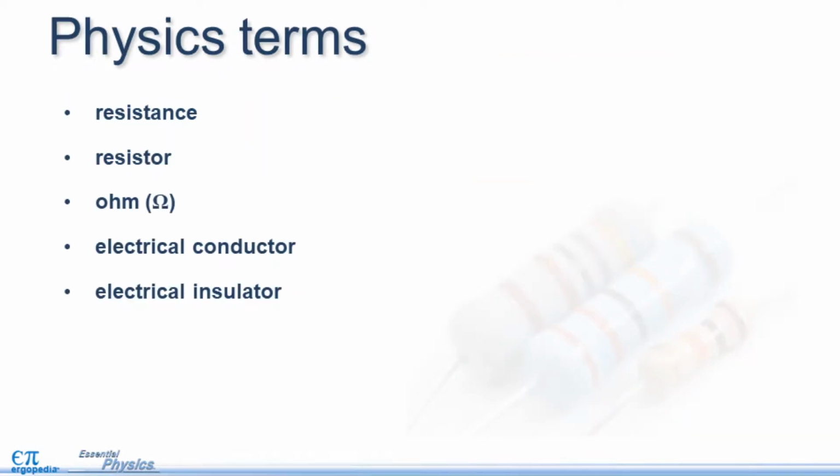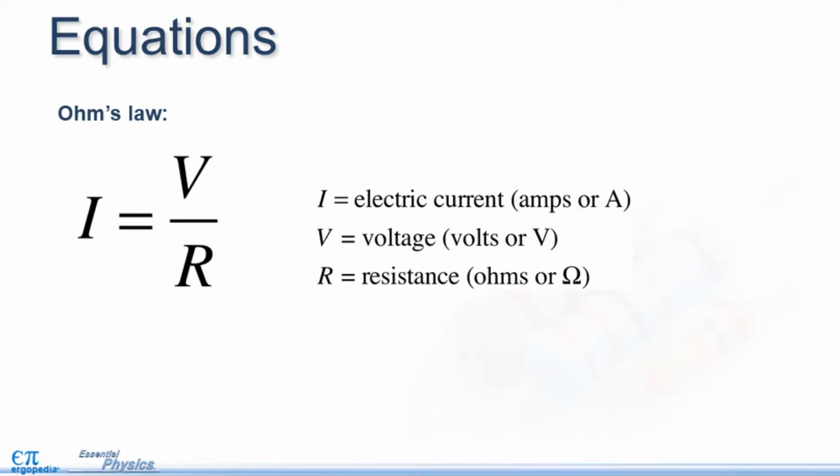Here are the physics terms for this video: resistance, resistor, ohm, electrical conductor, electrical insulator. If you're not sure what these terms mean, please make sure that you record them in your notebook with the definition so that you can review it daily. The equation for this video is I equals V divided by R, which is Ohm's law. I is the electrical current in amperes, V is voltage in volts, R is the resistance in ohms.